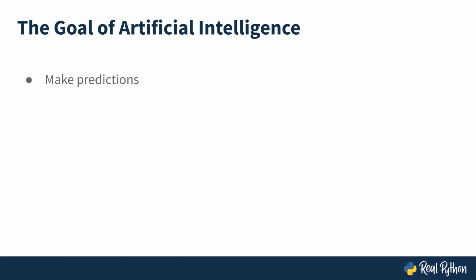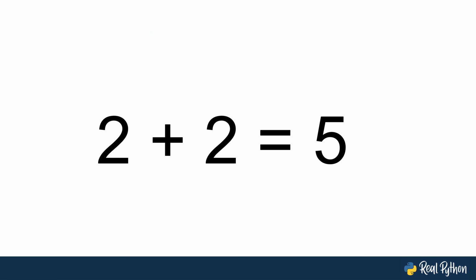The goal of artificial intelligence is to make predictions given a set of conditions. This is actually easier than it might sound. If you ask me the sum of 2 and 2 and I tell you it's 5, that's a prediction. Now, it's an inaccurate prediction. The correct answer, of course, and correct prediction would be 4. So a better goal might be to make predictions that mimic human response.